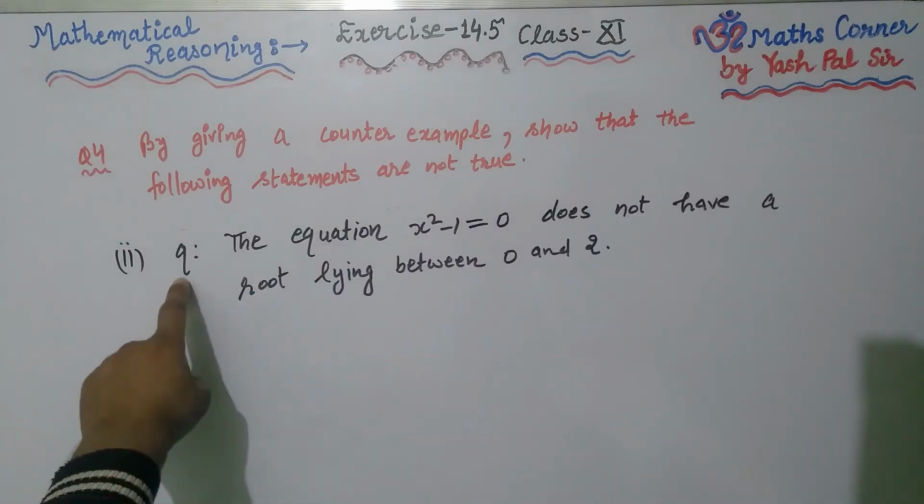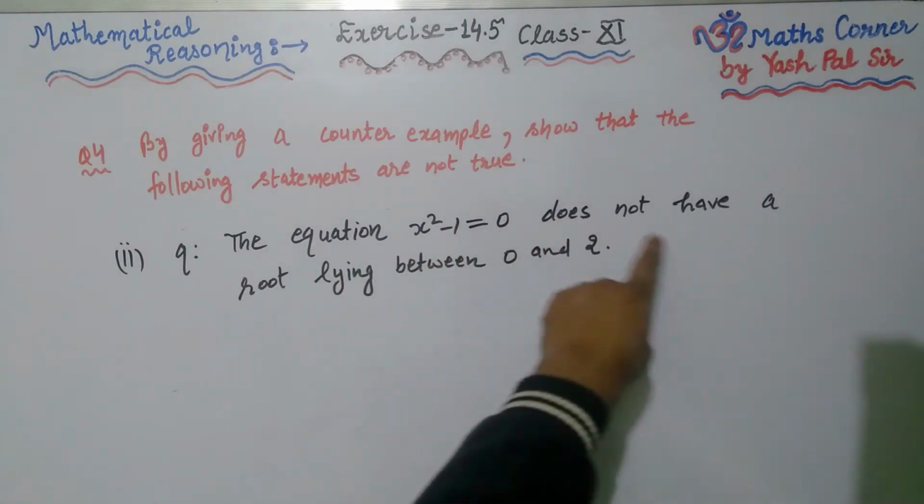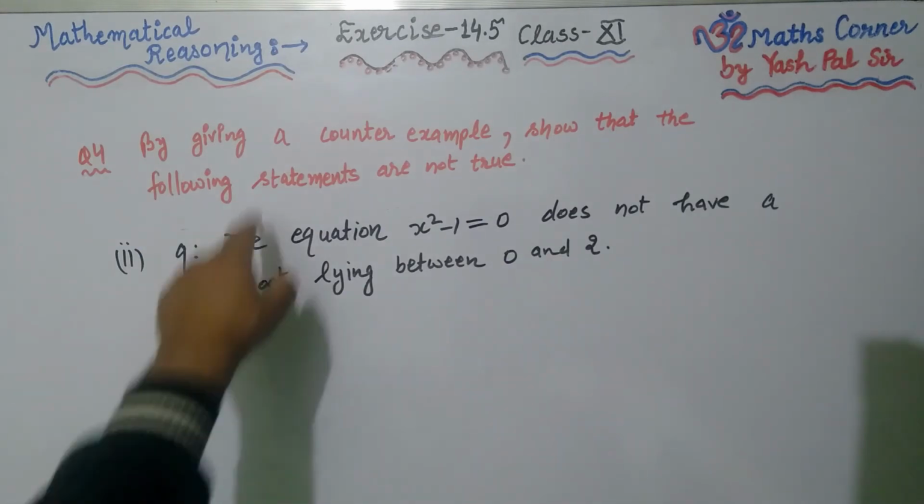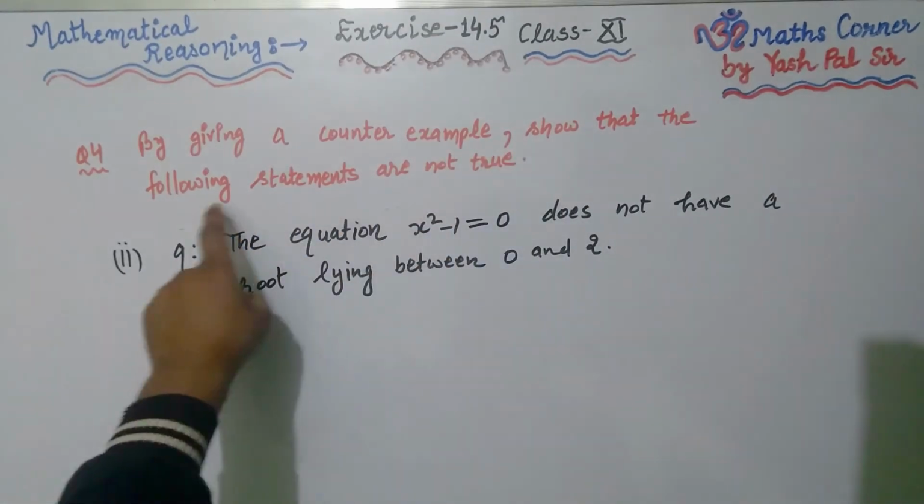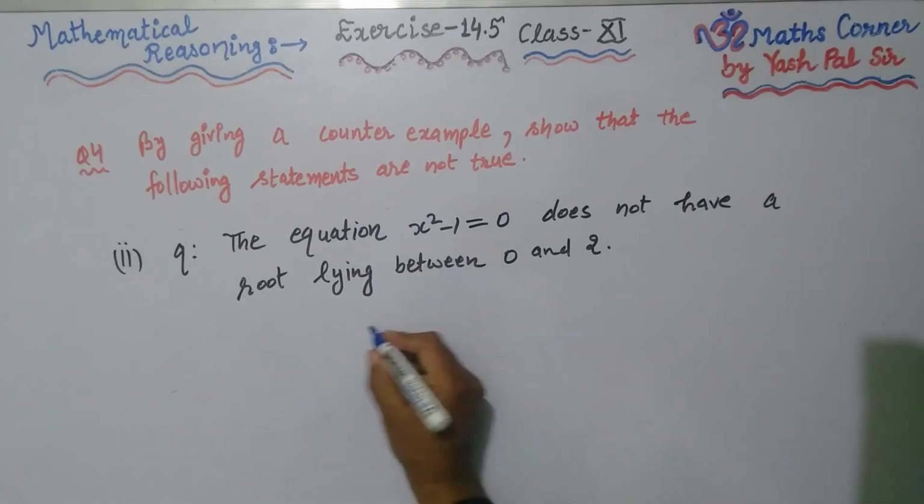Second part, Q is the statement: The equation x square minus 1 is equal to 0 does not have a root lying between 0 and 2. So by giving a counter example, show that the following statements are not true. So what is the counter example?